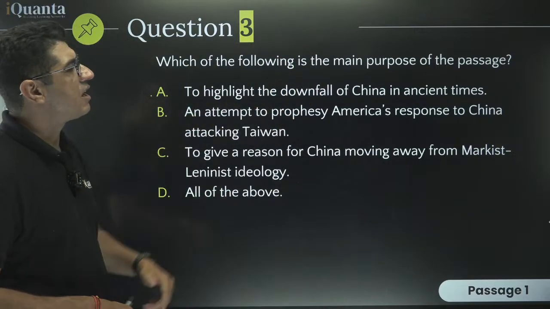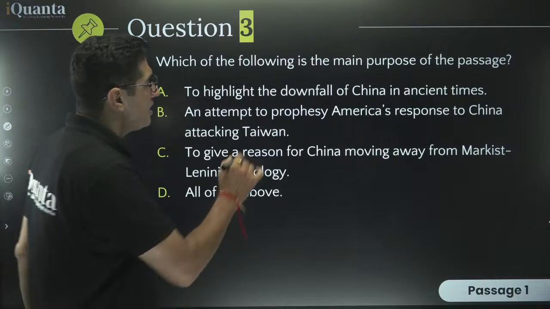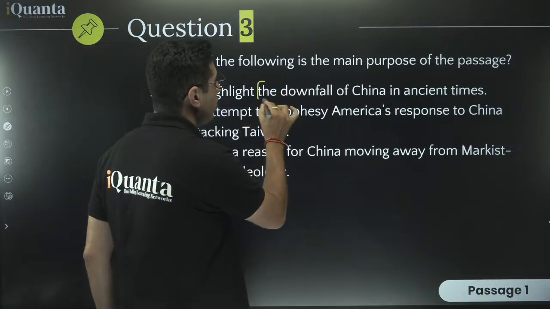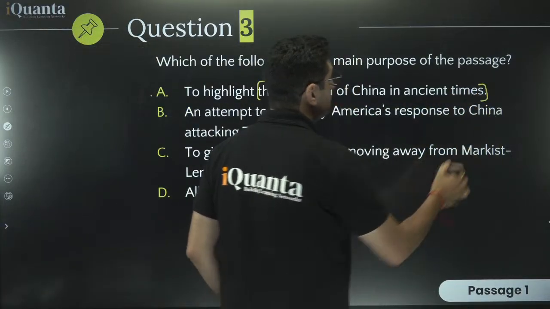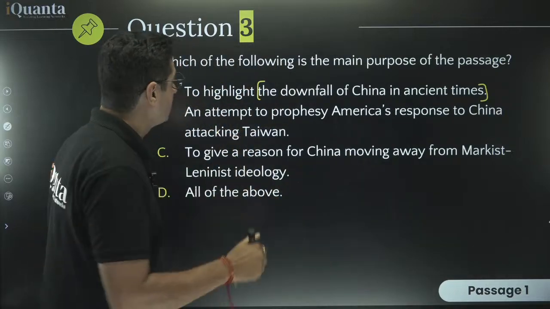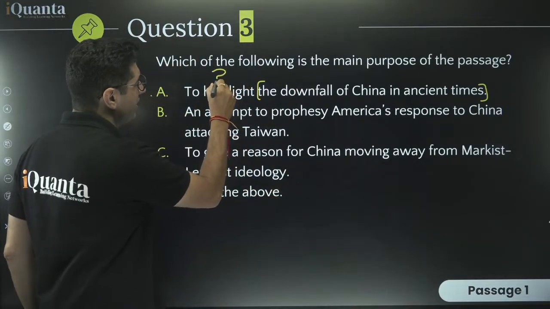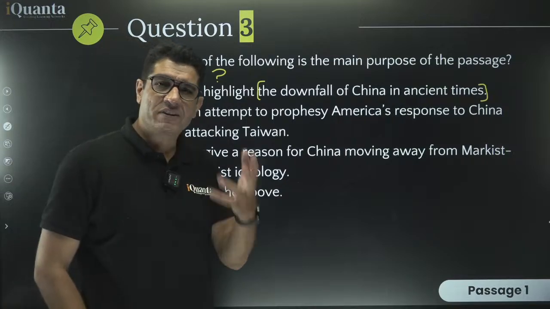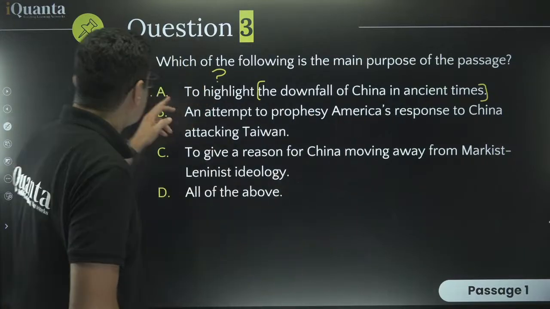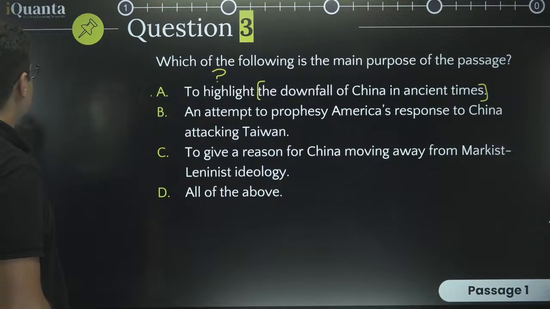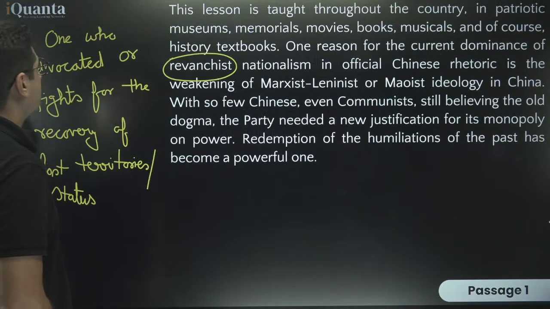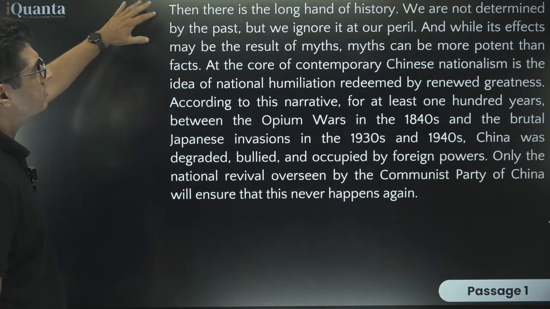To highlight the downfall of China in ancient times. Now, the downfall of China in ancient times is mentioned, yes. But can I say that it is highlighted? When you highlight something, you emphasize it, you spend some more time on it. Now, in which context is it mentioned in the passage? What is the context? Let's say here it is.